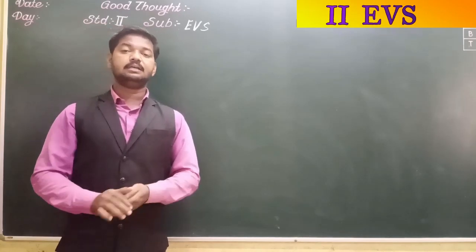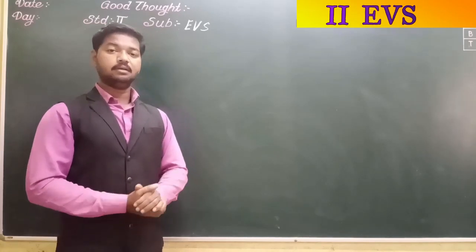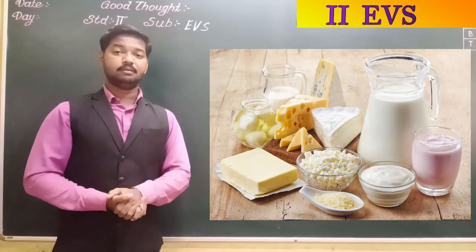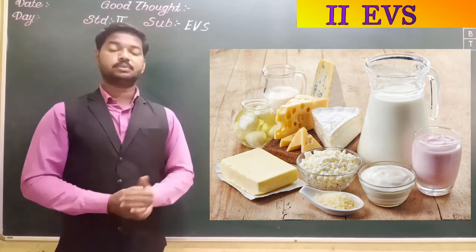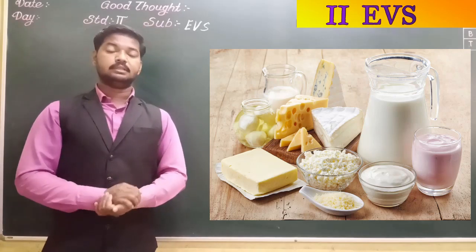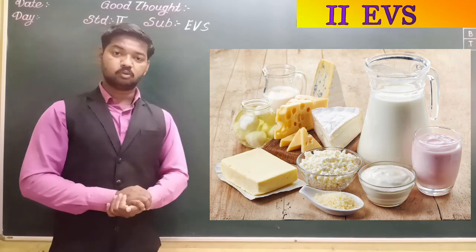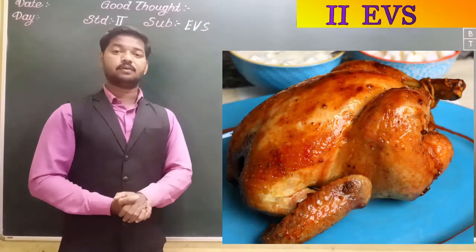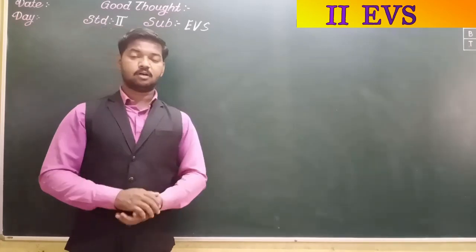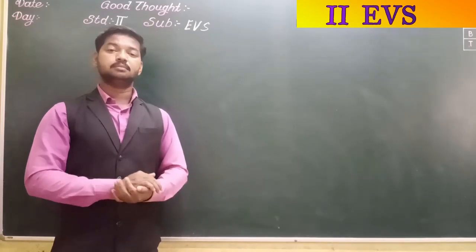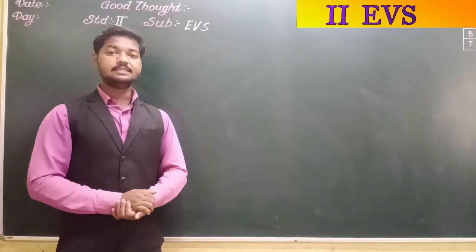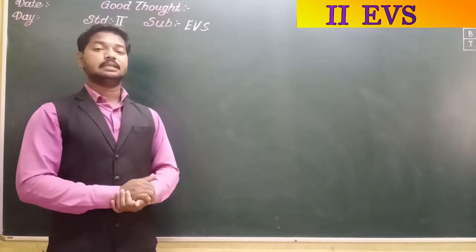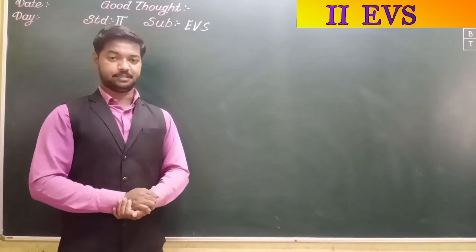We get milk from cows and buffaloes. Also cheese, paneer, yogurt, butter and ghee. These are all milk products. We also get eggs, chicken and mutton from animals. A person who eats meat is called non-vegetarian, and a person who does not eat meat is called vegetarian.